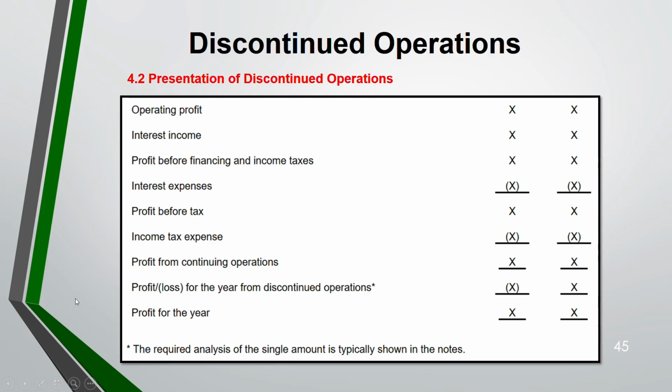So when you're told in your exam to show extracts in your P&L for discontinued operation, you should be showing, after profit from continuing operation, profit or loss from discontinued operation and then profit for the year.